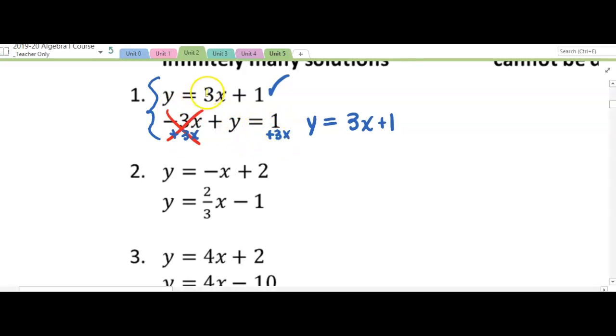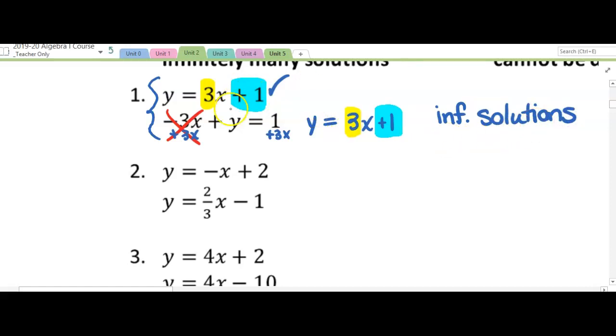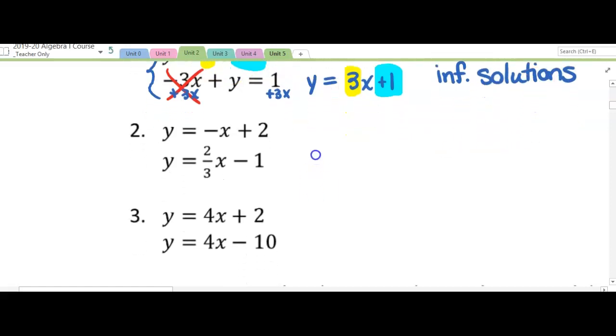Now, if I compare the slopes of these lines, they're both 3. If I compare the y-intercepts of these lines, they're both 1, which means they're the same line. There are infinite solutions. If I were to graph these two equations, they would be right on top of one another.